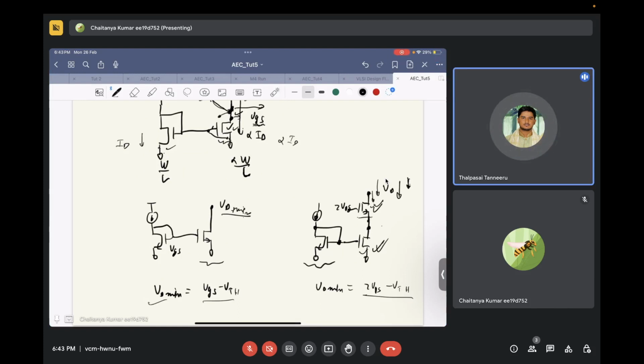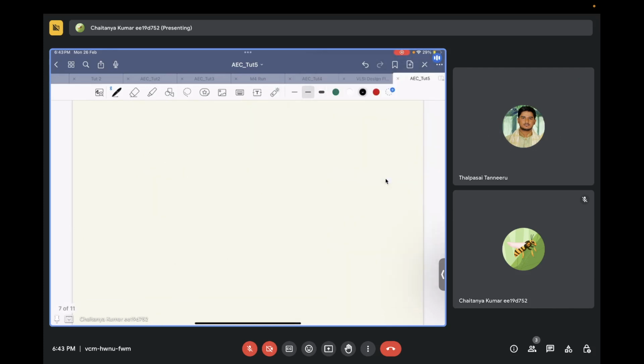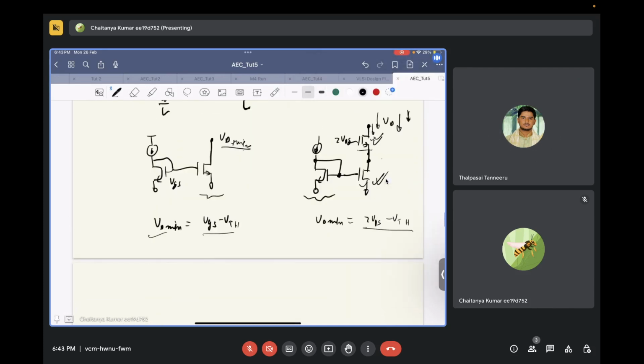Here we are increasing the bias voltage of the upper transistor. Here basically the swing that you can get at the output of the current source has also reduced. Okay, so this problem can be alleviated. How can you increase the swing in this particular circuit?